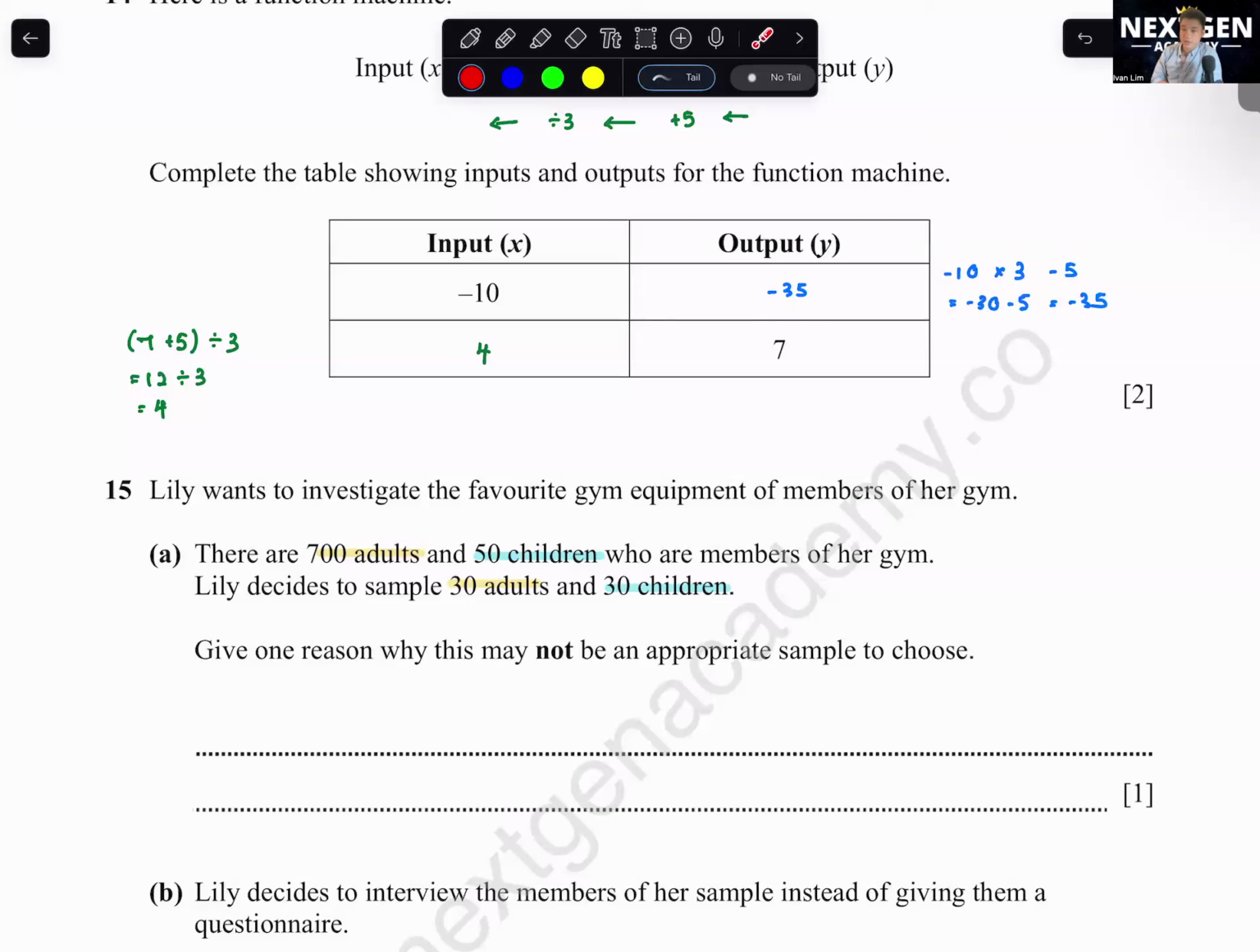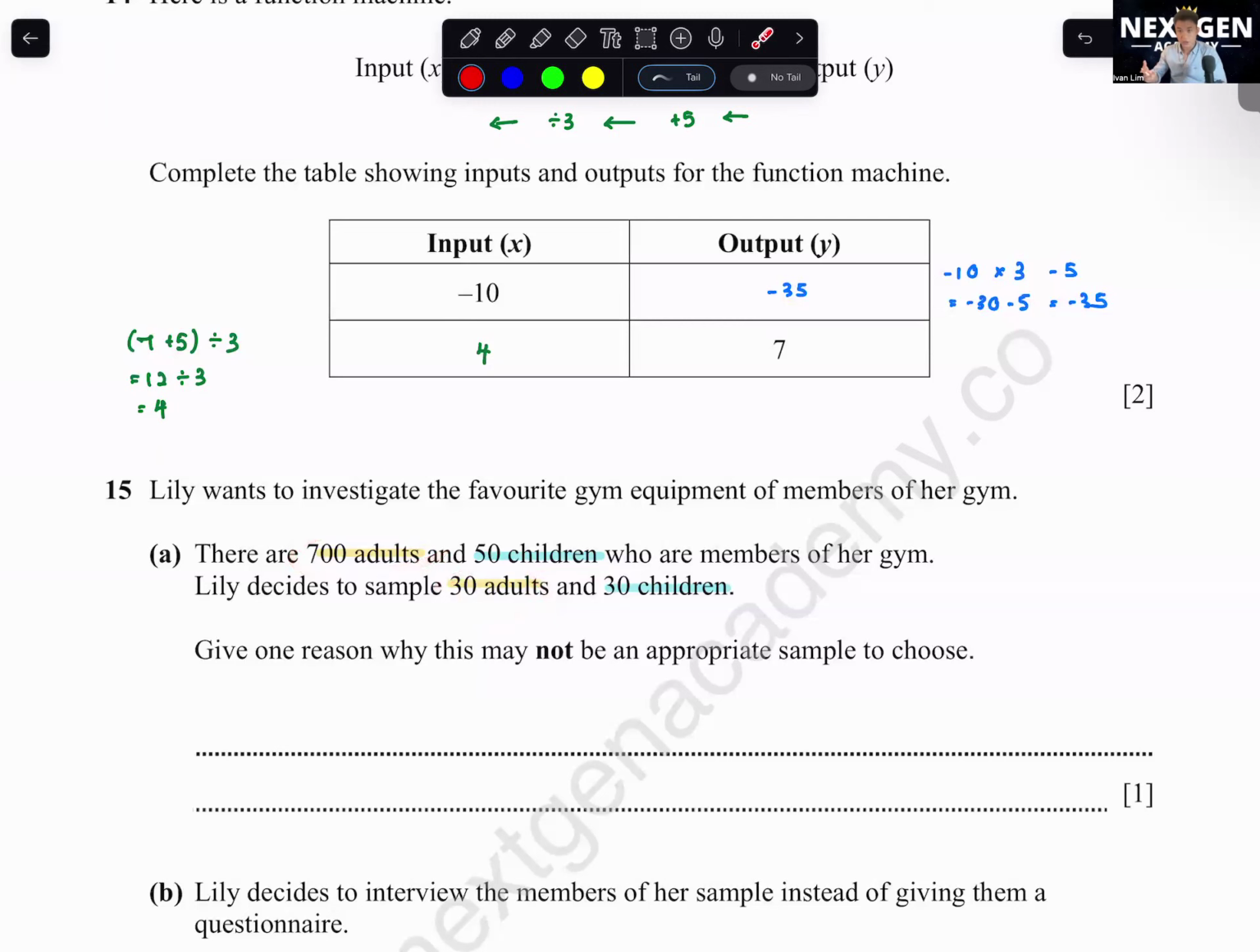Why can't I just take 30 of them out of the 700? Can I take 30 out of the 700? Will it be accurate? Actually, you can, okay? But the result won't be reliable. That is one of the possibilities. But because now you are comparing with the children also, you can actually take 30 out of 700.